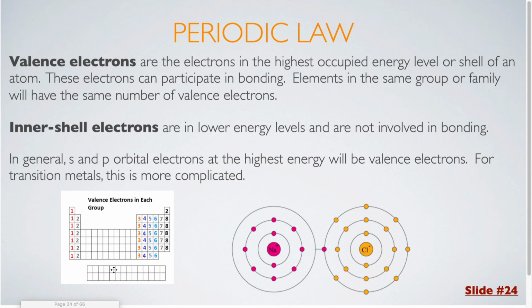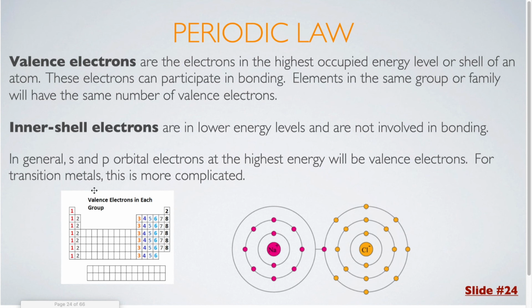Inner shell electrons are in the lower energy levels and they are not involved in bonding. In general, s and p orbital electrons at the highest energy will be valence electrons. For transition metals, this is more complicated because sometimes the d electrons will participate as well.